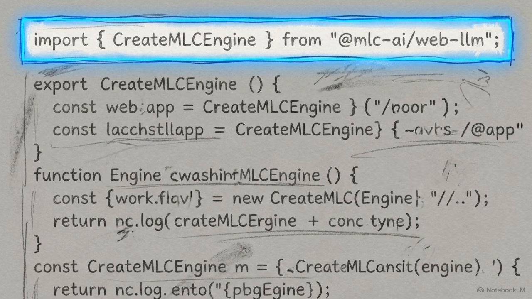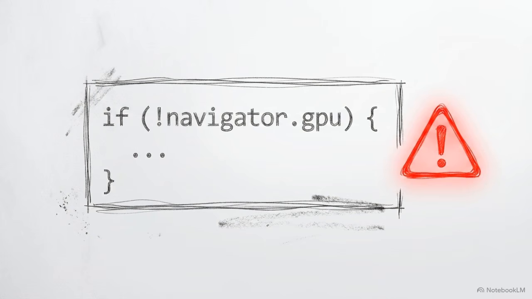Now, in your JavaScript file, import the create_mlce_engine function from the WebLLM package. This is the core module that powers the application. Before we load anything, we write a gatekeeper check. If navigator.gpu returns false, your code must gracefully block the app and display a warning.